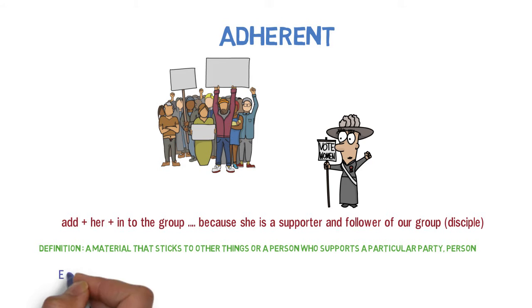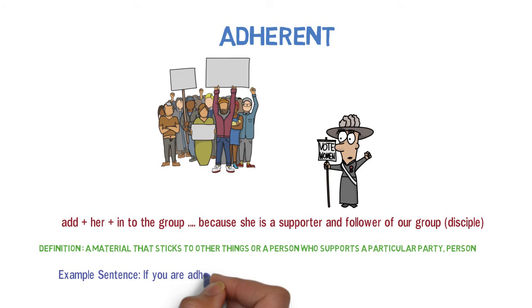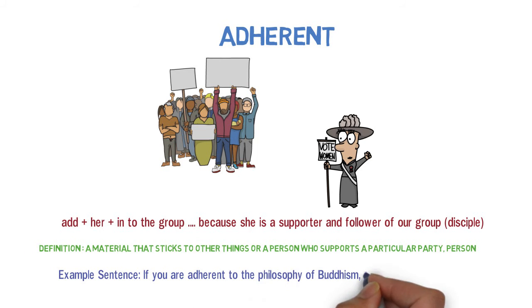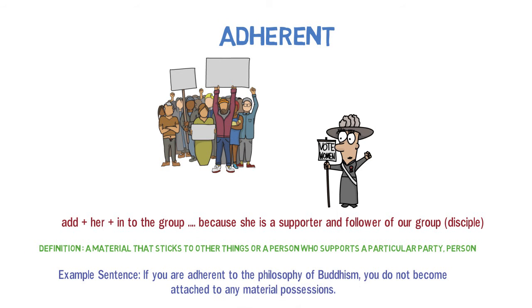And the example sentence is, if you are adherent to the philosophy of Buddhism, you do not become attached to any material possessions. It means if you are following the philosophy of Buddhism, you will not be attached to any material possessions. Means you will not be attached to any assets like jewelry, homes, money and etc.